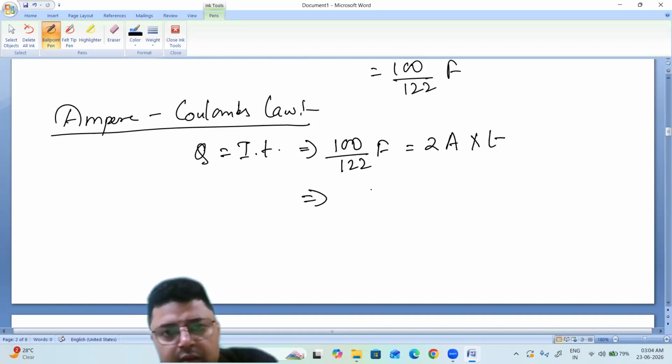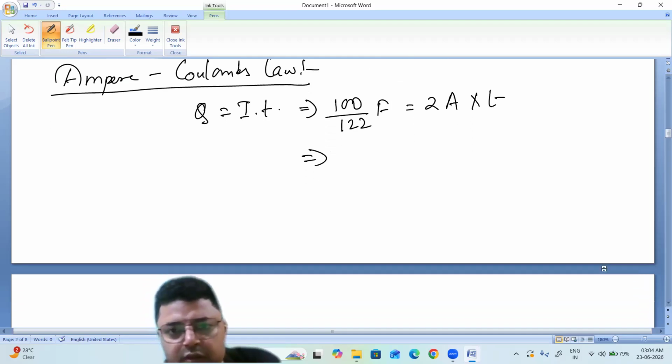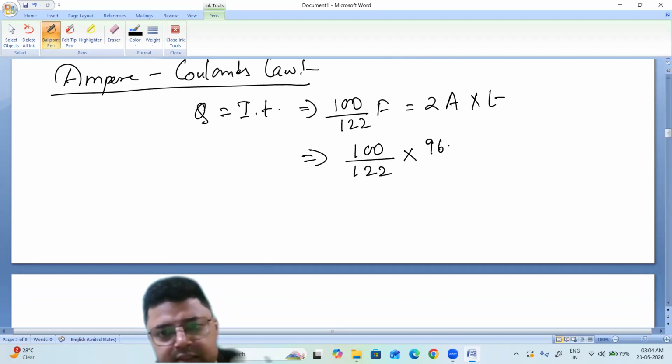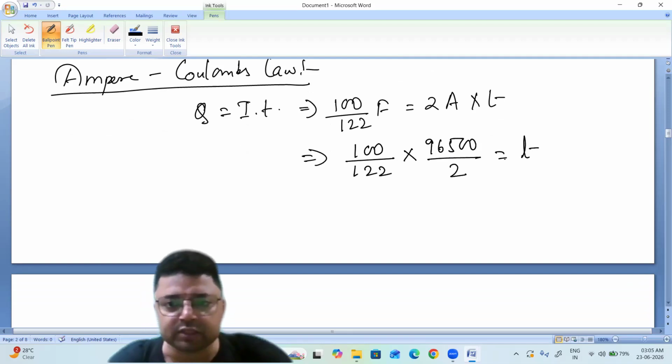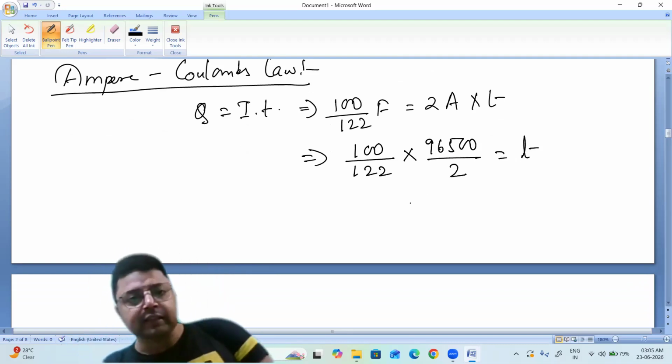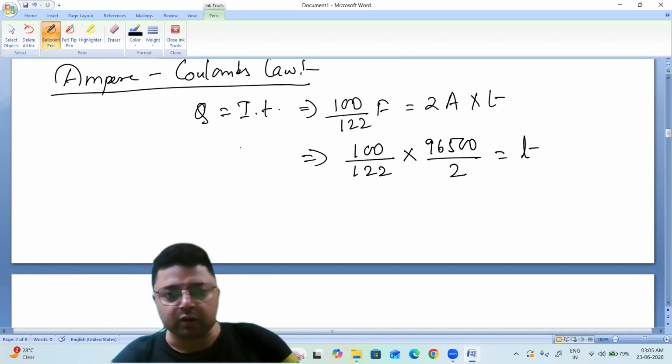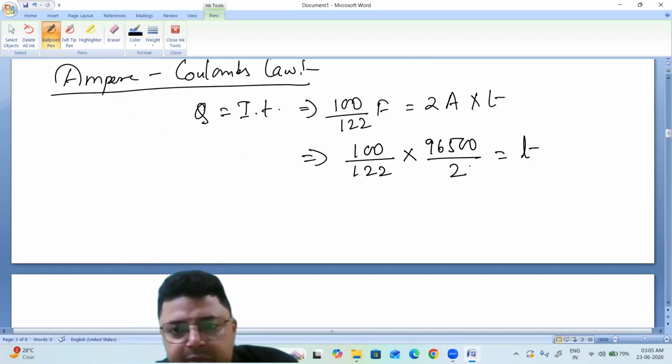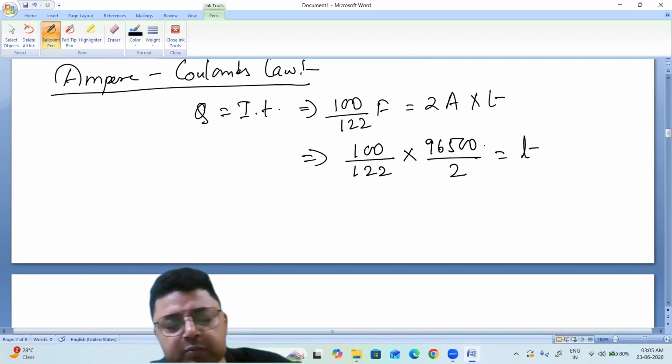Now, we'll write here what is Faraday, 96500 coulombs. So it will be 100 over 122 times 96500 divided by 2. This will be your time. Now this whole time will be in seconds, because here it is ampere and this is coulombs, which means ampere seconds.